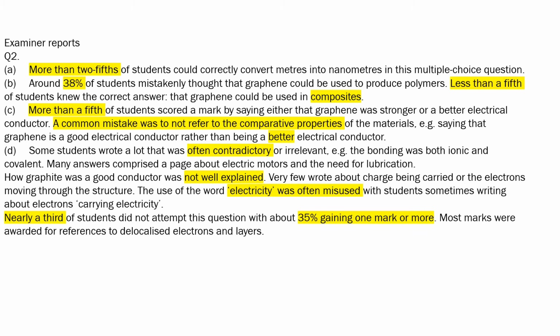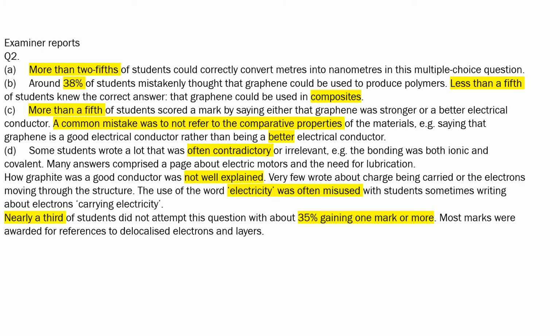Part B, around 38% of students mistakenly thought that graphene could be used to produce polymers. So a large number of students, for some reason, linked graphene with polymers and not composites. Less than 1/5 of students knew the correct answer, that graphene could be used in composites.